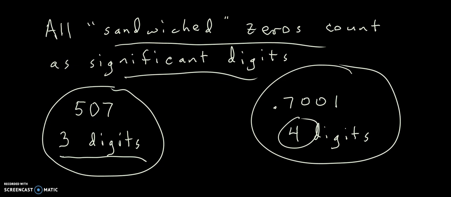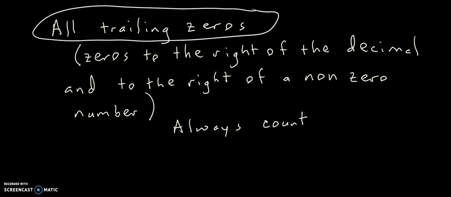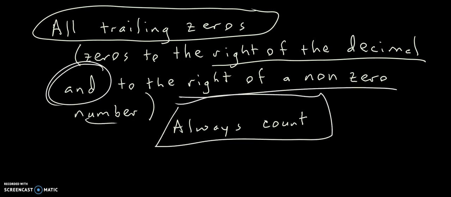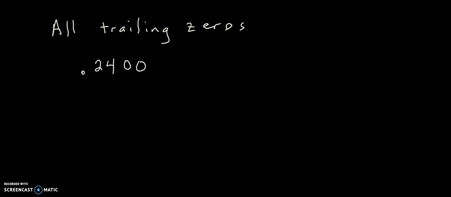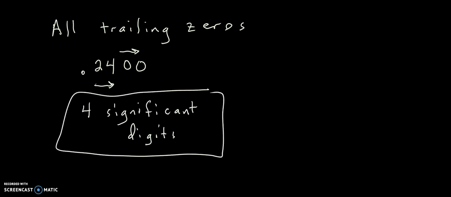The next guideline is that all trailing zeros, this being zeros that are to the right of the decimal and to the right of a non-zero number, these trailing zeros always count as significant digits. For example, this number 0.2400 has zeros that are to the right of the decimal and they're to the right of a non-zero number. All the numbers would count, and we'd say this number has 4 significant digits. The 2, the 4, and both zeros count.